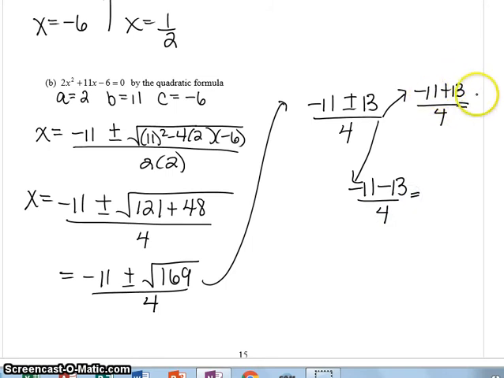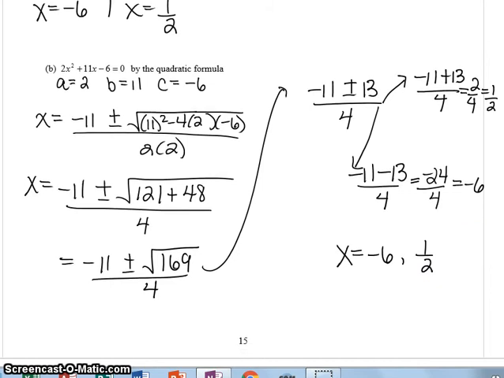So negative 11 plus 13 is 2 out of 4. 2 out of 4 is a half. Okay? Negative 11 minus 13 is negative 24. You divide it by 4, you're left with negative 6. So I get the same results that I just received up top, and it didn't matter what method I used.